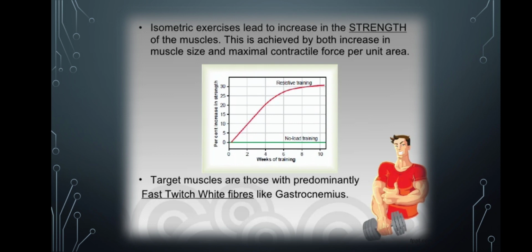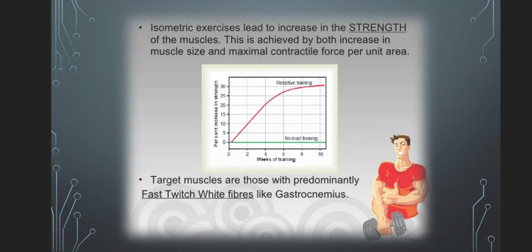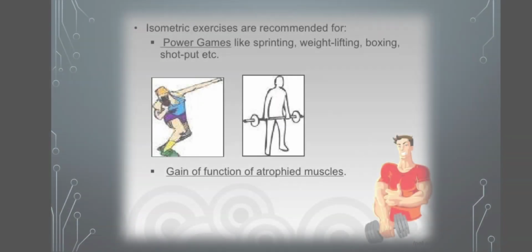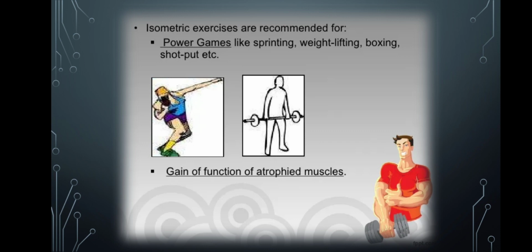Isometric exercises lead to an increase in the strength of the muscles. This is achieved by both an increase in muscle size and maximal contractile force per unit area. Target muscles are those with predominantly fast-twitch white fibers, like gastrocnemius. Isometric exercises are recommended for power games like sprinting, weightlifting, boxing, or shot put, etc. Gain of function of atrophied muscles.